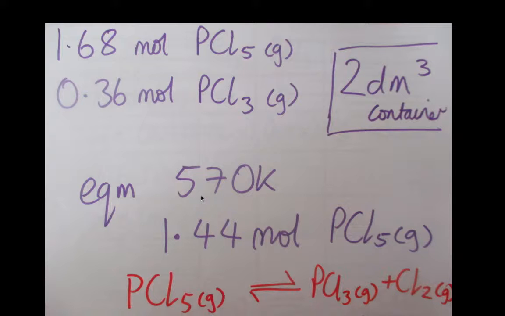So at equilibrium, at a temperature of 570 Kelvin, we have 1.44 moles of the reactant PCl5. The other thing that it tells us is we've got a 2 decimeter cubed container. Remember, this is going to be important later because at the moment we're talking about moles, not concentrations. So this is what we know, and what it wants to know is what Kc is.